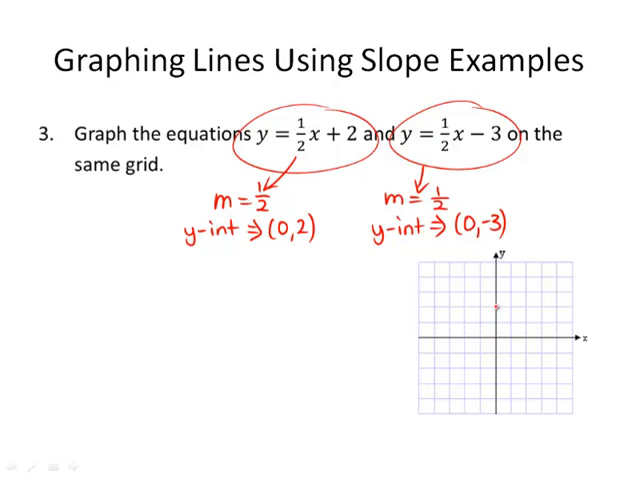Start at 0, 2 for the first line, and then we go up 1, right 2, up 1, right 2, or down 1, left 2. Let's try the next one. That one starts at 0, -3, but also travels similarly. So up 1, right 2, up 1, right 2, down 1, left 2, down 1, left 2, forming the line. There's much less calculation with this method.